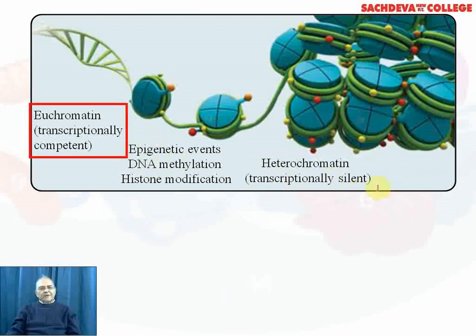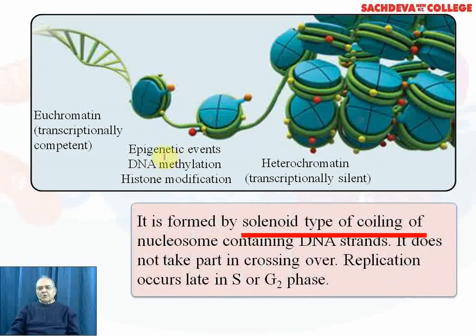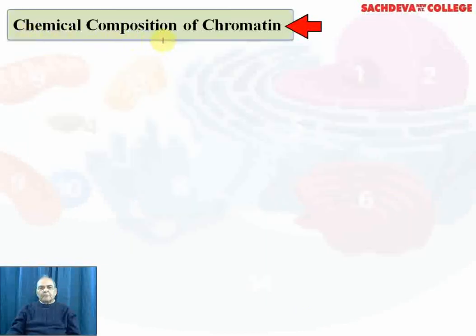Then you have euchromatin, which is transcriptionally competent. It is formed by solenoid type of coiling of the nucleosome containing DNA strand. It does not take part in crossing over. Replication occurs late in S or G2 phase. Chemical composition of chromatin.